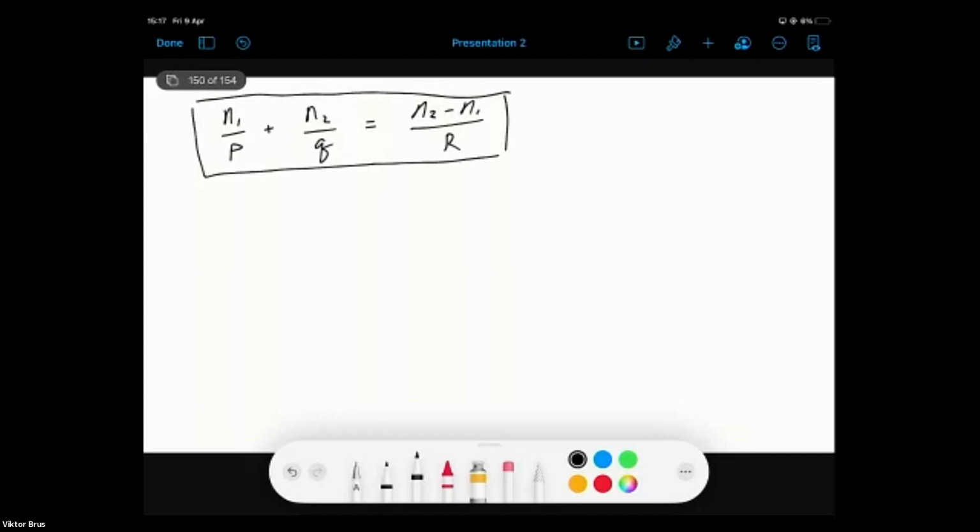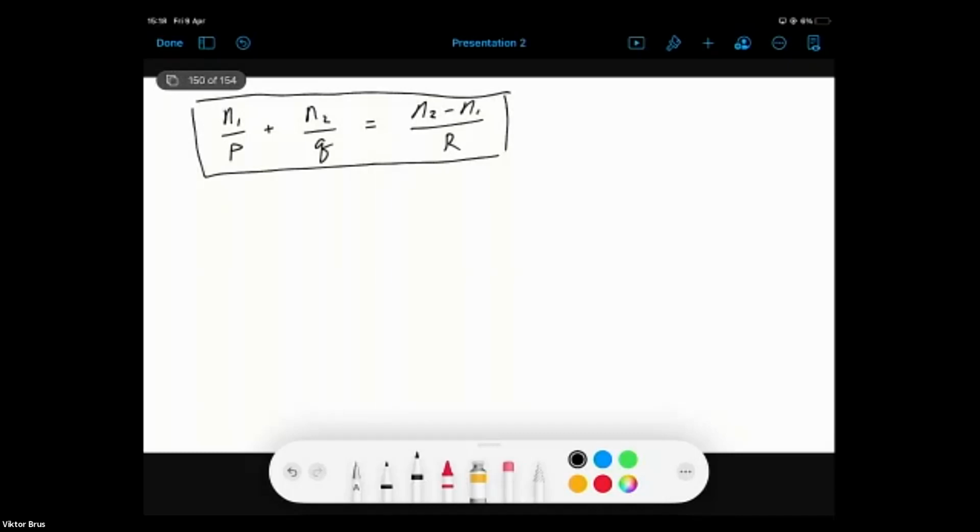interface between two transparent mediums with index of refraction n1 and n2 respectively, and the radius of the curvature of this interface equals r. So we also need for these purposes to consider signs of positive or negative values for these parameters.